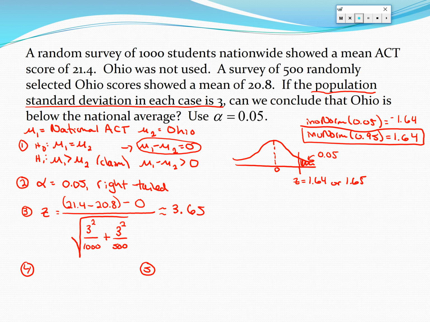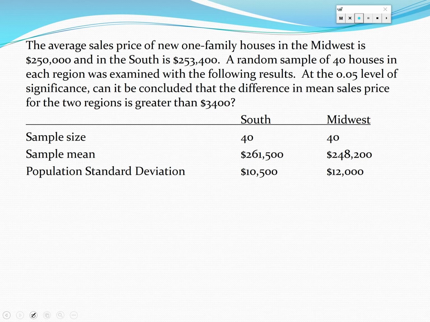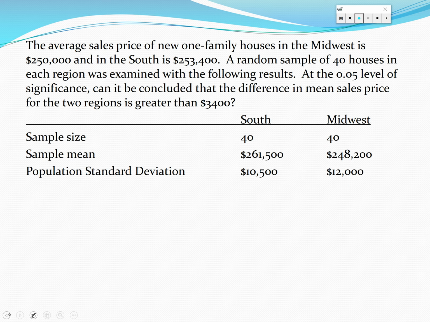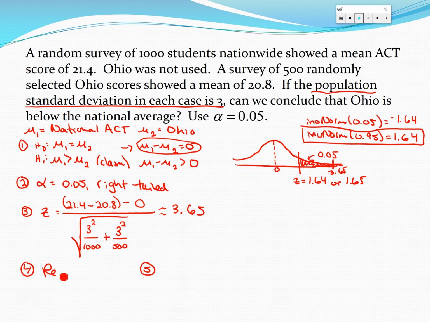.65, our test value falls in that shaded region. It'd be somewhere way over. I'd have to extend this out. Be somewhere like way over there somewhere. 3.65-ish is in the shaded region. So if we're in the shaded region, we reject.